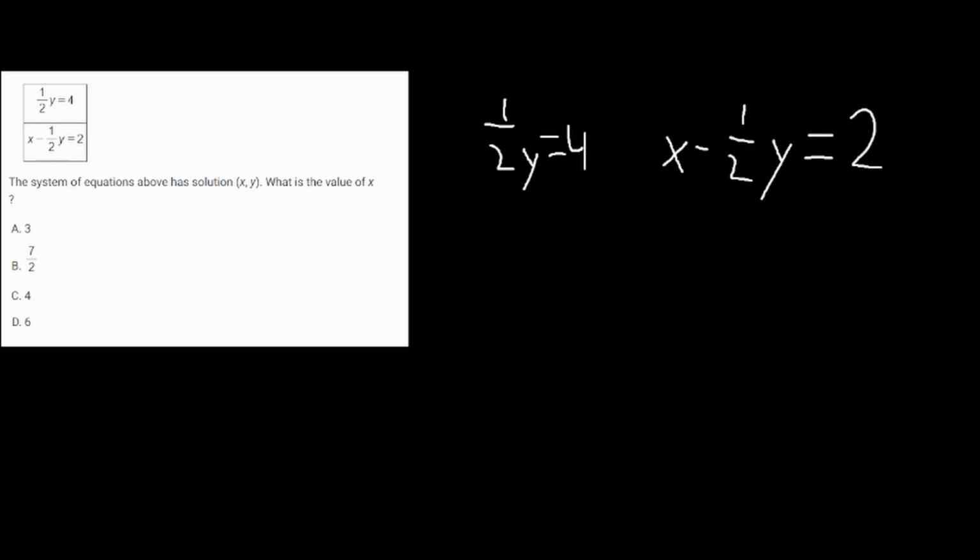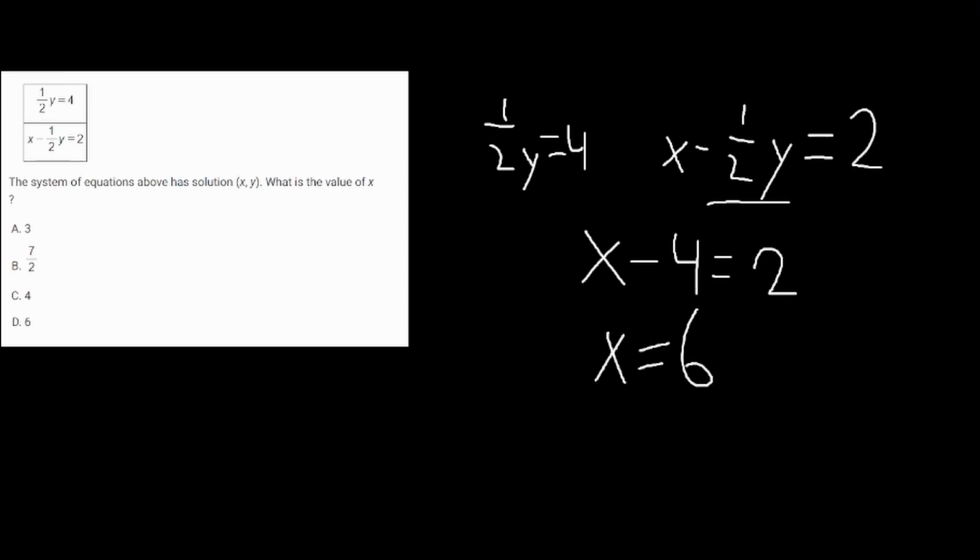Okay, so because we know 1/2 y is equivalent to 4, we can actually substitute that for the 1/2 y in the second equation. So what we can do here is x minus 4 equals 2. Now, if we add 4 to both sides, we get x is equal to 6. And that will give us answer choice D.